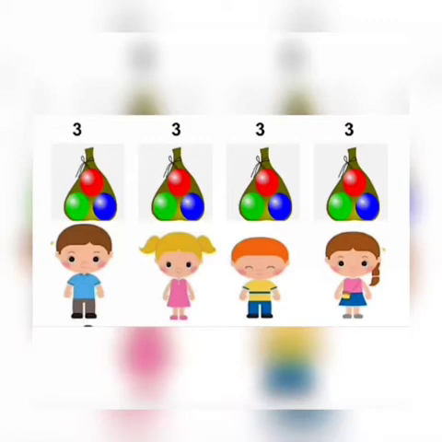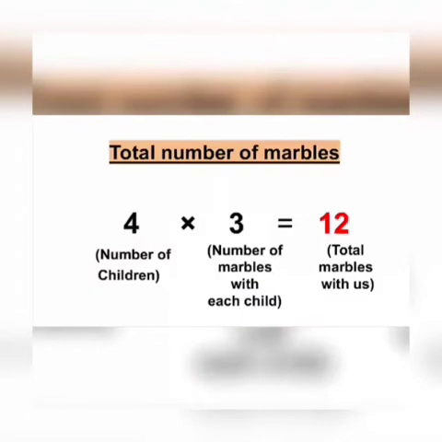So what we will do? We will do multiplication. We will multiply the number of children into the number of marbles with each child. That is 4 into 3. That gives us answer as 12. So in total we have 12 marbles with us.